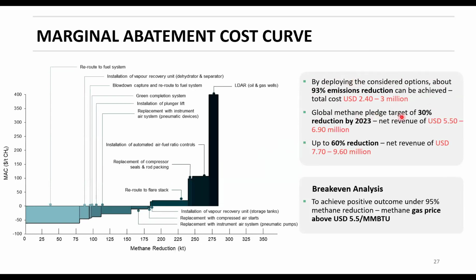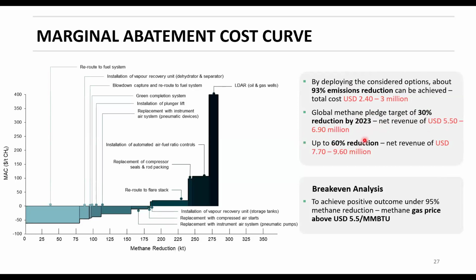And the global methane pledge target is about 30% reduction by 2030, if I remember correctly, not 2033. Sorry for the typo. But by doing this, the net revenue here should be approximately 5.5 to 9.6 million. There is that range because of our engagement with the stakeholders as well. And net revenue means that after investing in this, you get a net revenue of this value over here, right?